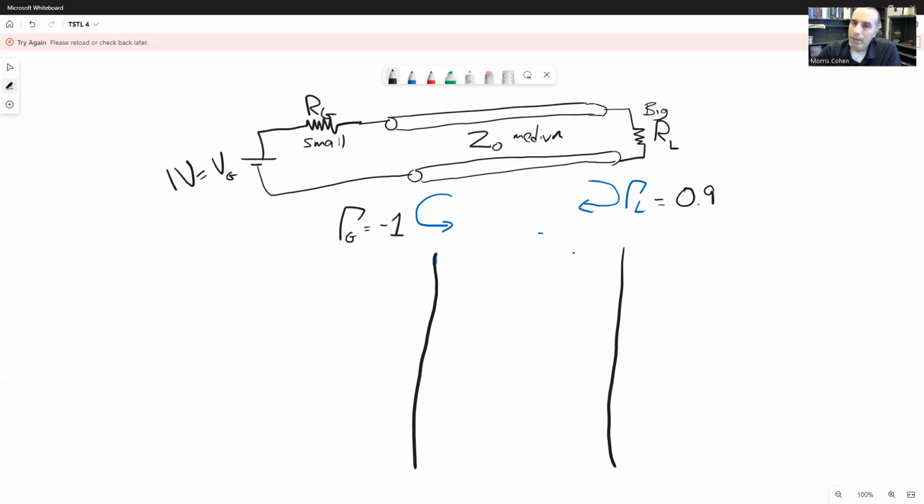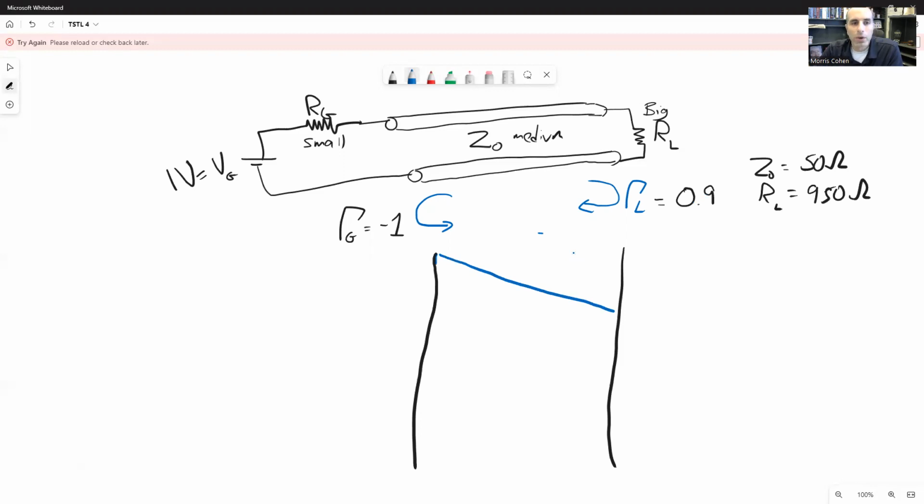And by the way, this gamma L equals 0.9, this could come about from, as an example, Z0 equals 50 ohms and RL equals 950 ohms, right? That would give us a reflection coefficient of 0.9 at the load. So let's track what's going to happen in this case, right? So we're going to start out, we're going to inject the voltage into this circuit.